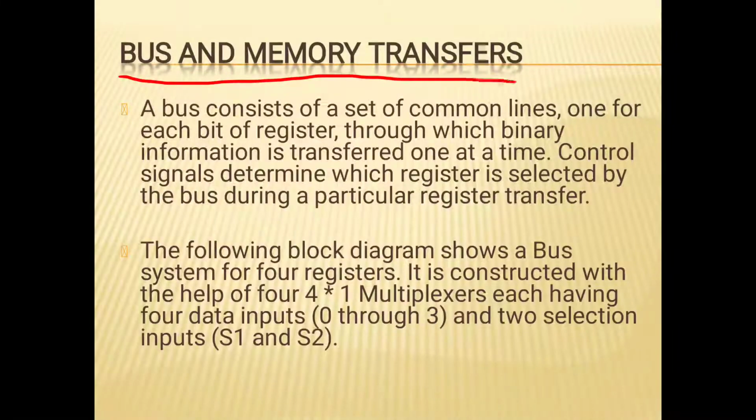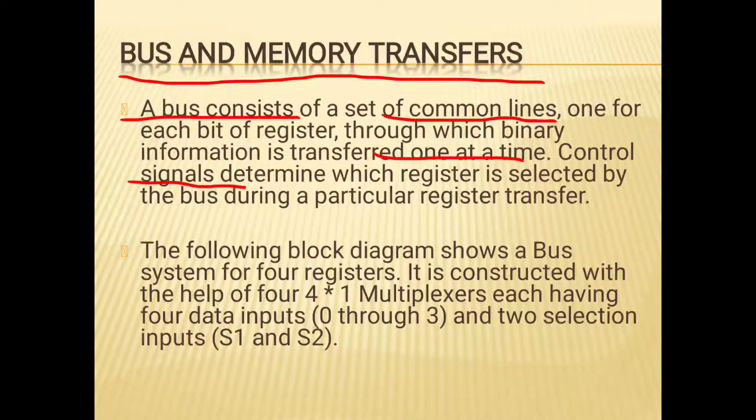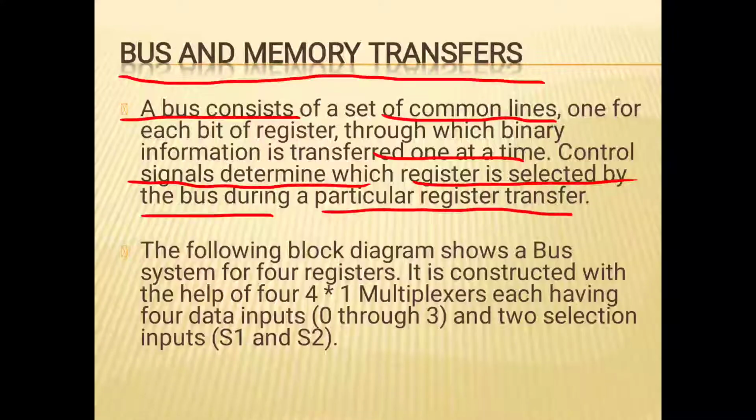Firstly, we discuss the bus and memory transfer. What is a bus? A bus consists of a set of common lines, one for each bit of register, through which binary information is transferred one at a time. Control signals determine which register is selected by the bus during a particular register transfer.